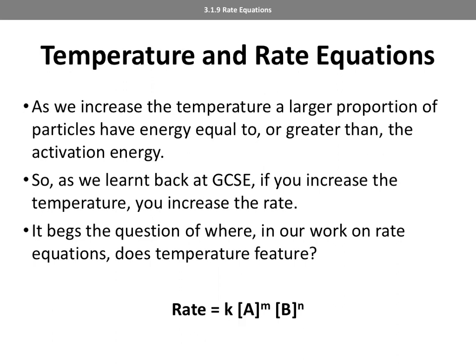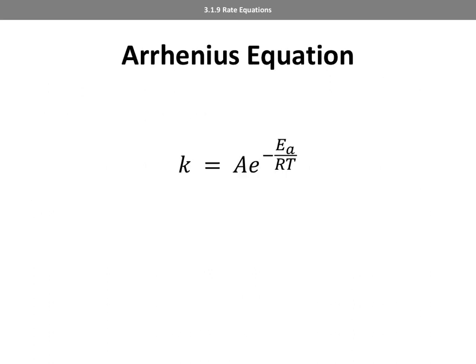Now to understand how the rate constant and temperature are connected, we have to look at something called the Arrhenius equation. So this is the Arrhenius equation. It looks really quite scary, but to put your mind slightly at ease, you will always be given it in an exam if you're having to use it. So you don't have to remember this equation, although you need to be comfortable about what it's telling you and what it means.